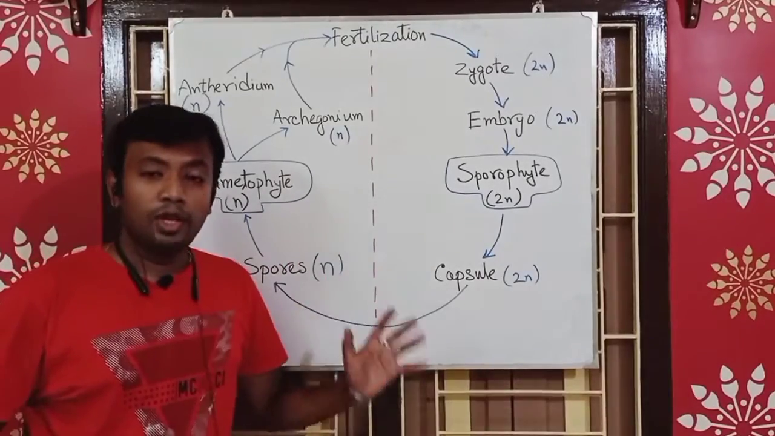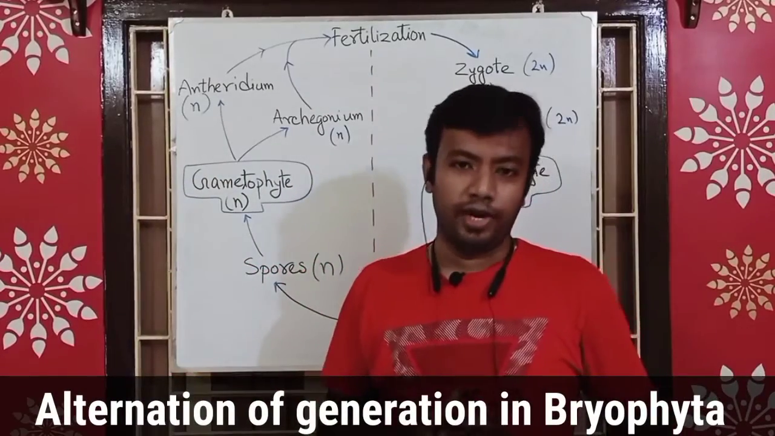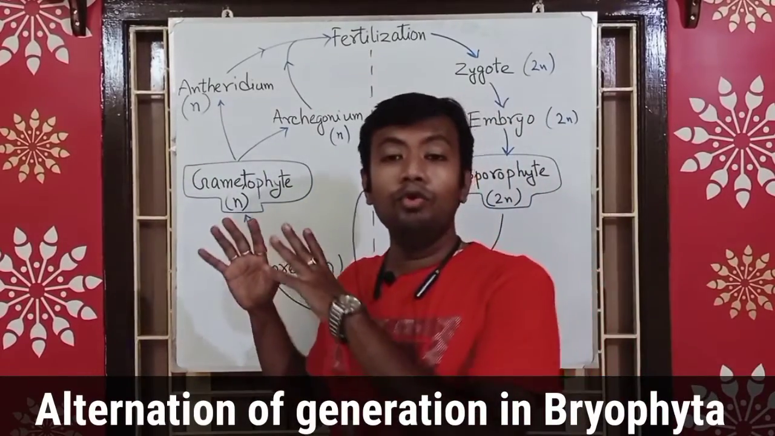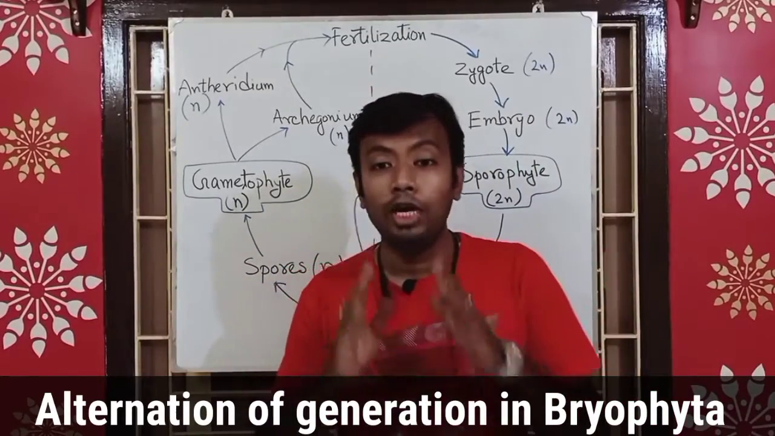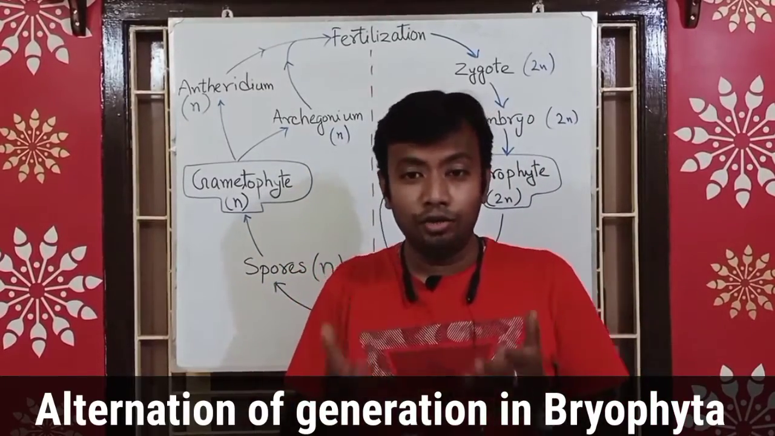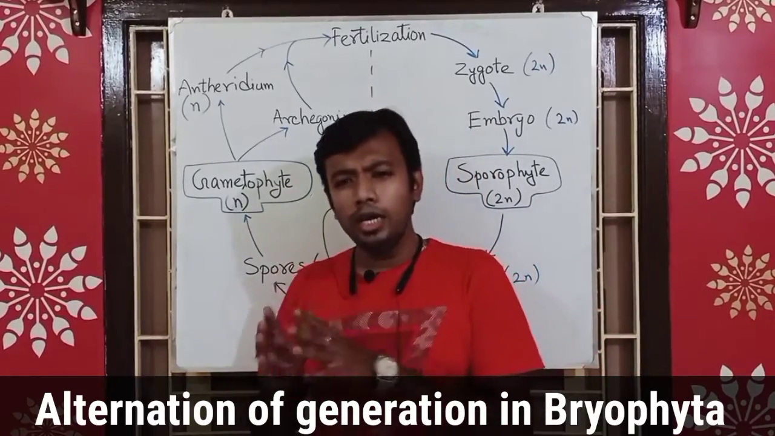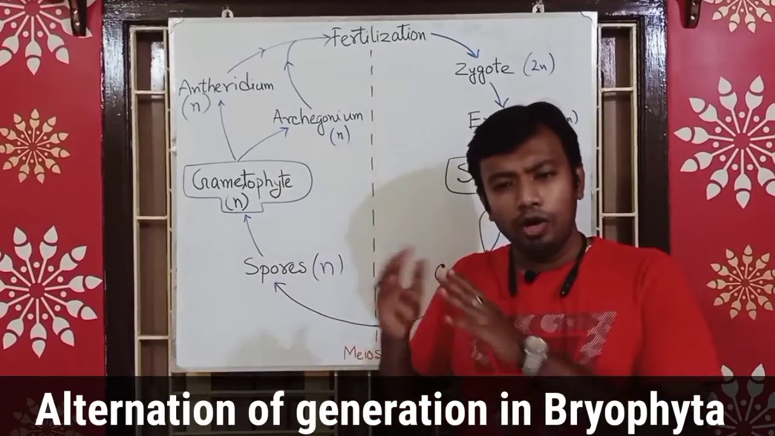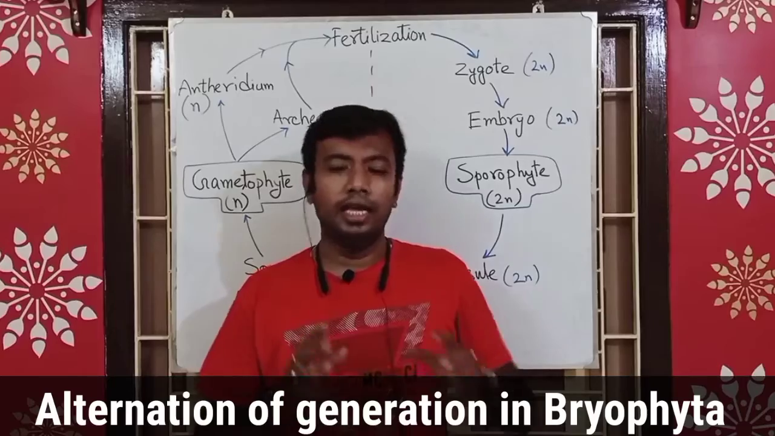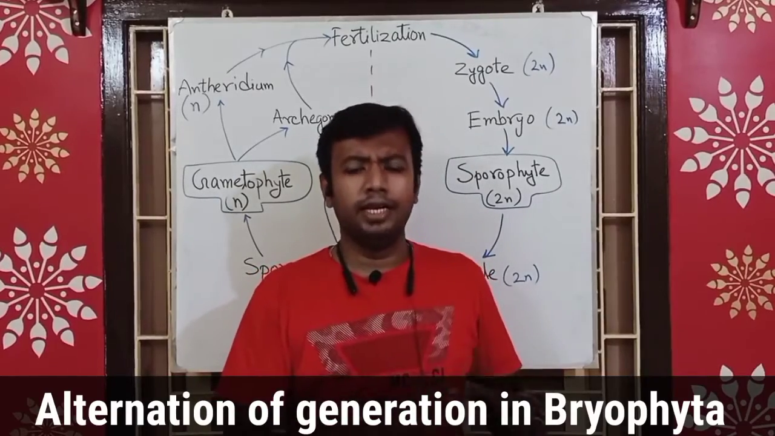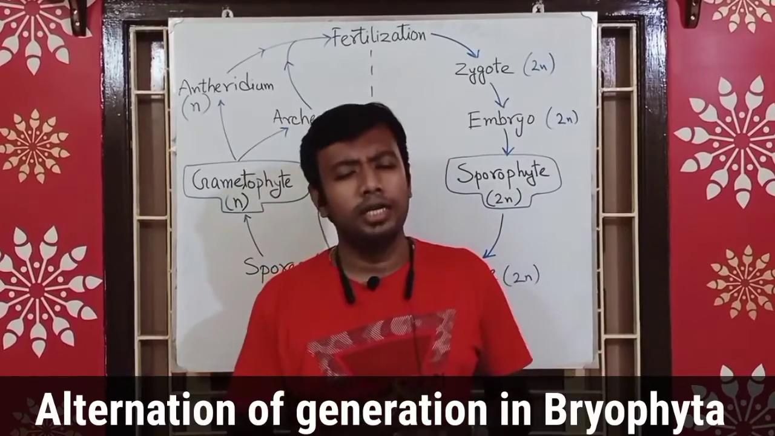Through this diagram, we are going to discuss the alternation of generation in bryophyta. Prior to going into the details of this diagram, we need to know the concept of alternation of generation. What does this word alternation mean here? Alternation of generation means alternation of the sexual phase and the asexual phase in the life cycle, as present in bryophytes and many other primitive plant organisms.